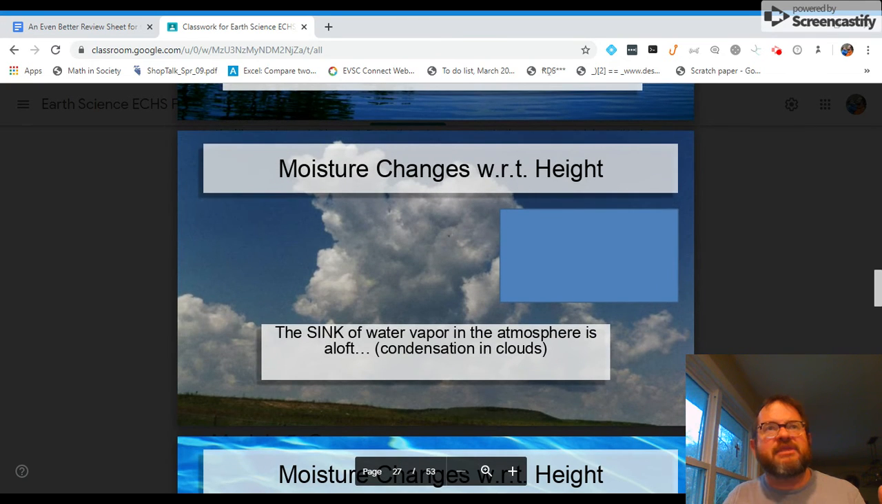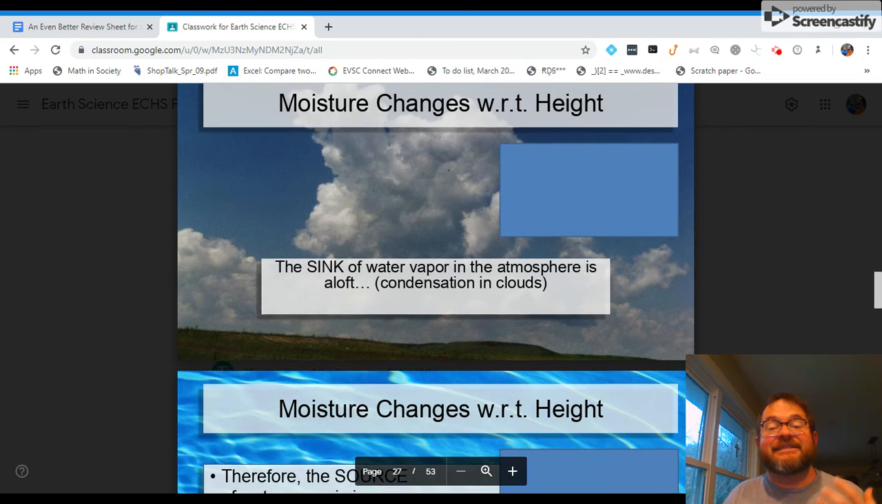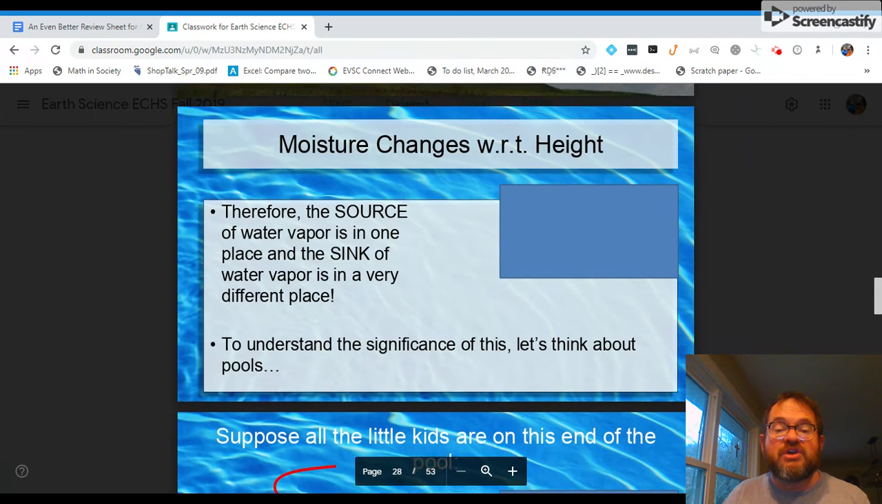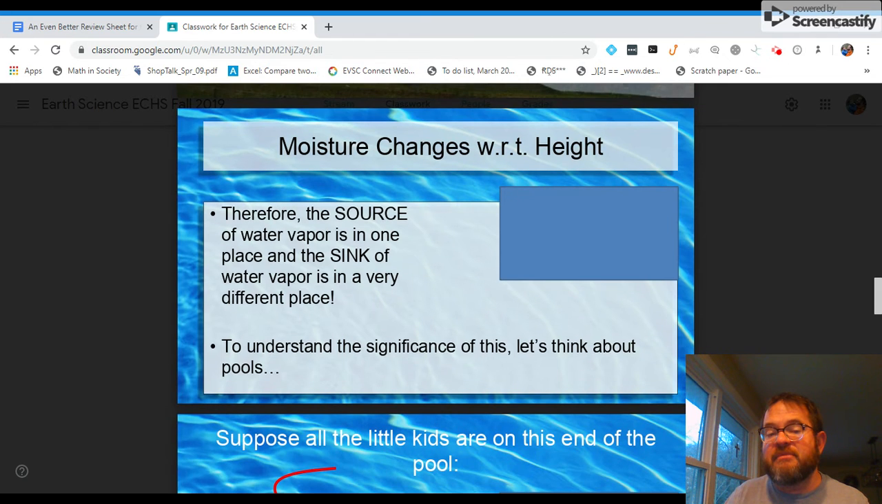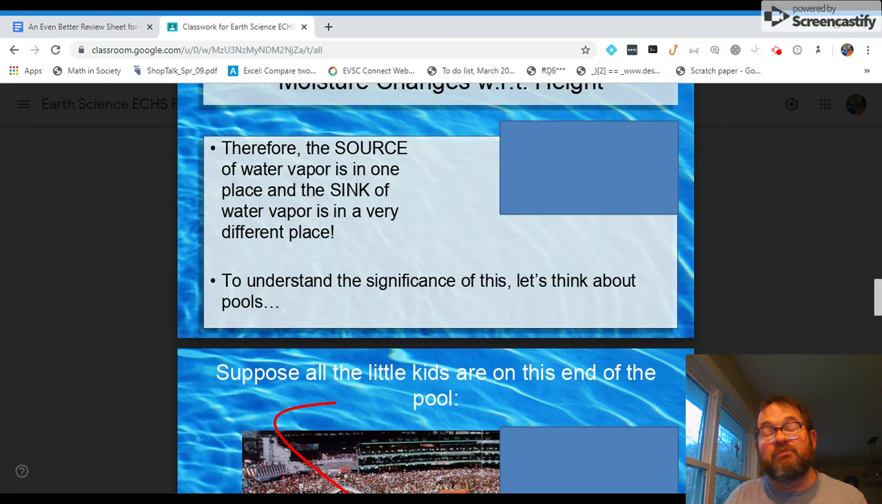Whereas if you go higher up in the atmosphere, that's where water vapor gets turned back into liquid water. It's no longer water vapor. It gets turned back into liquid water that might fall out in the form of rain or whatever. That's a sink of water vapor. So as a consequence, most of the time we have a lot of water vapor at the surface and very little water vapor up aloft. So most of the time, we would say that water vapor decreases with respect to height.